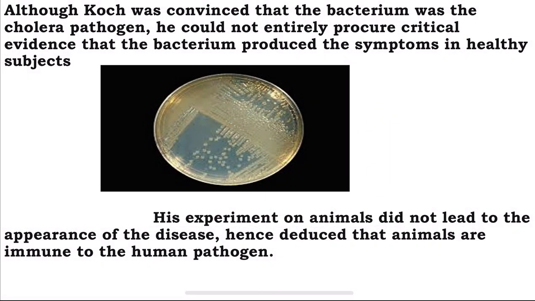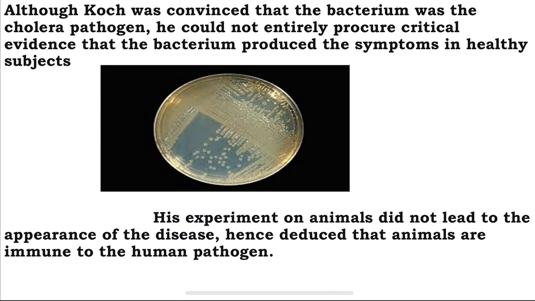We see that Robert Koch, though he convinced everybody that the bacterium was the cause of cholera, yet he could not produce the evidence. His experiments which were carried out on the animals did not lead to the appearance of the disease. What was the mistake Koch did? He did not do the human proving. Rather, he went and experimented on the animals. Animal proving was done, but the animals turned out to be immune to this pathogen. Hence, it was deduced that animals are immune to the human pathogen.